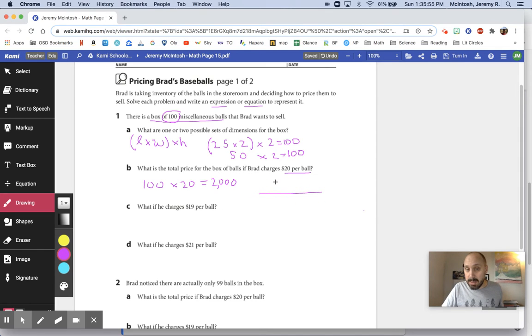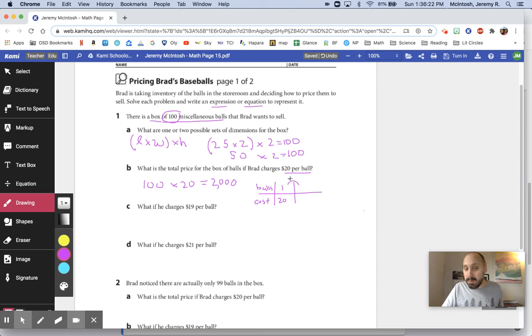Or you could do a ratio table real quick. I'm going to show you that just so you have that. So we have our miscellaneous balls that he has in his warehouse. Then we have the cost of those. We always start with a unit rate. So one ball costs $20. That's what it says right here. One ball costs $20. I need to get to 100 balls.